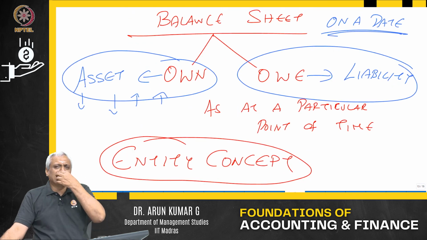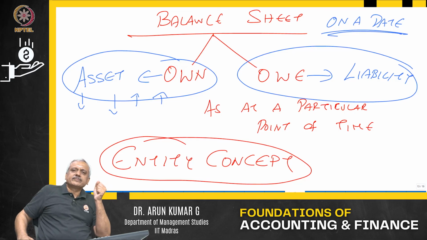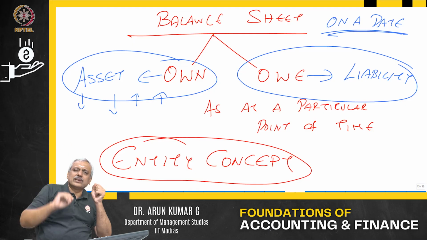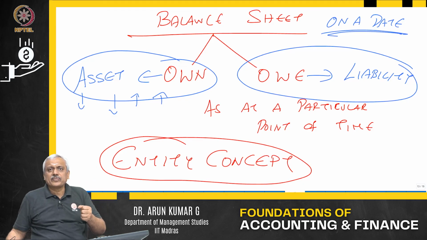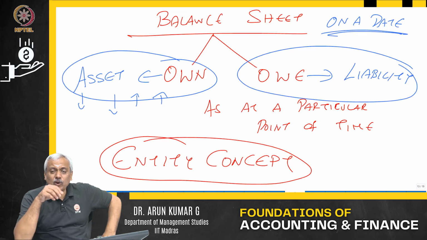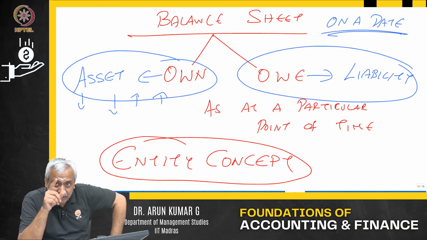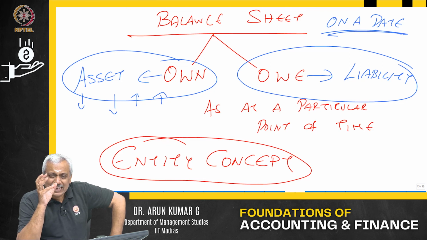Then I did mention the balance sheet. I said balance sheet is what you own and what you owe as on a specified date. You take a specified date, end of today, what is it that you own and what is it that you owe is what we talk about here. And when we say own and owe, we say it with regard to the specific entity. Please note that I did describe the entity concept in the last class.